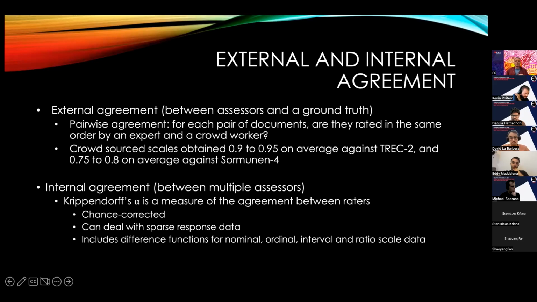A widely used approach for external agreement is to calculate what's called pairwise agreement. You take all possible pairs of documents and check: if an expert said document A is higher than document B, does the crowd rating, on whatever scale, also say that document A is higher than document B? If it is, you have an agreement. If it's not, you have a disagreement. Overall, the external agreement was pretty high: around 0.9 to 0.95 for the binary TREC expert judgments and around 0.75 to 0.8 for the Sormunen judgments.